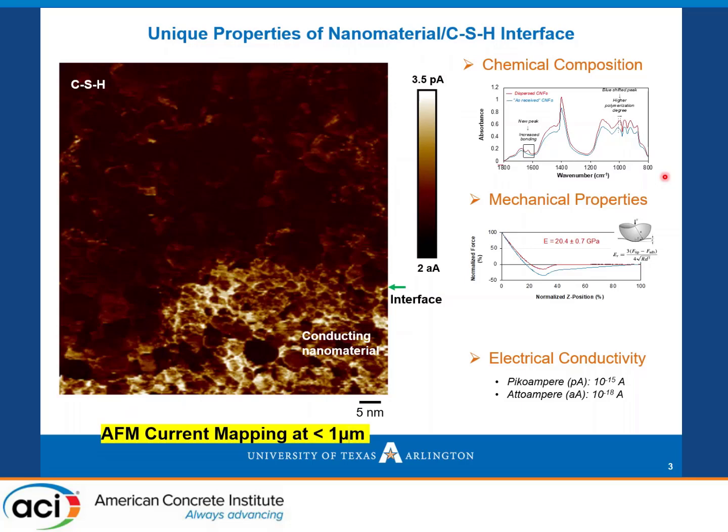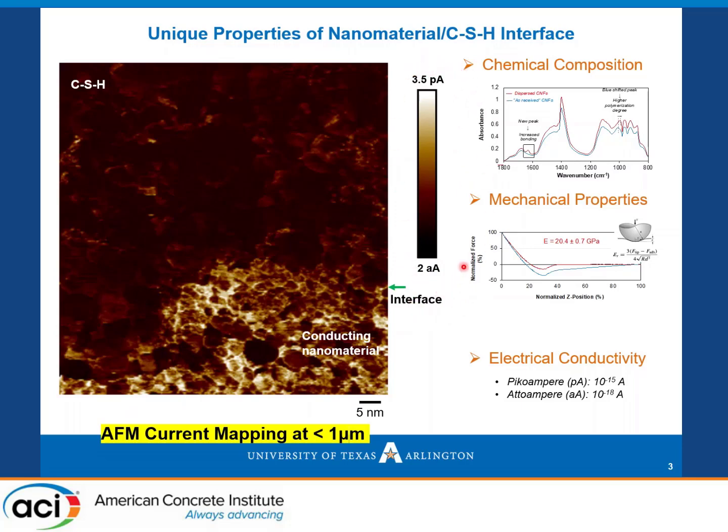Here in this slide, what do we see? We see an ultra-low current mapping. It is nanoscale imaging showing data from the passing current. We see 5 nanometer resolution AFM imaging topography showing the CSH and the conducting nanomaterial, and we are able to distinguish these from the current mapping.